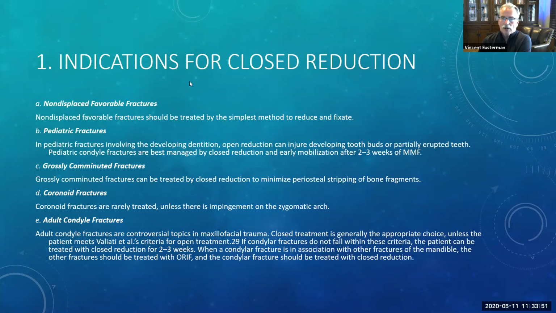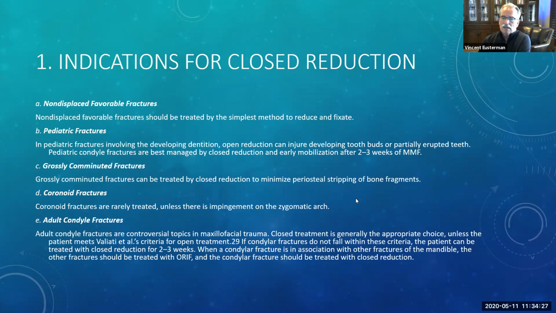The indications for closed reduction are simple fractures that are non-displaced and favorable. Many pediatric fractures fall into this category simply because the developing teeth can be damaged. Grossly comminuted fractures are generally closed with closed reduction, simply because of issues with periosteal bone stripping of fragments.